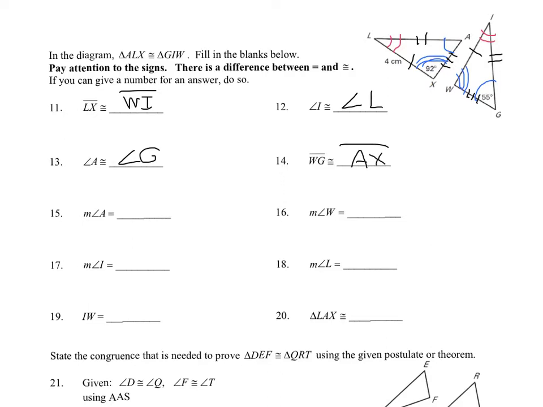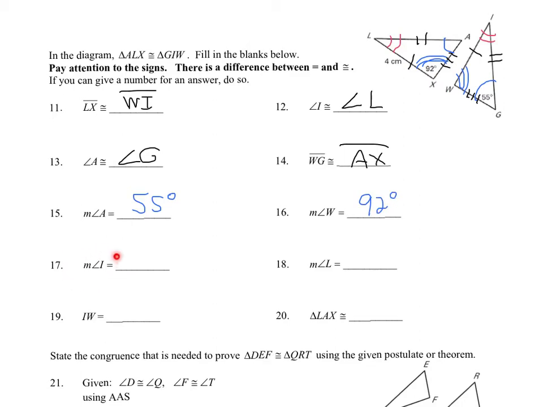Now, look at the next several of these. These do say the measure of, and so here we want a number. The direction says if you can give a number, do so. So the measure of angle A, that's the same as the measure of angle G, so 55 degrees. Number 16, the measure of angle W, that's the same as the measure of angle X, which is 92 degrees.